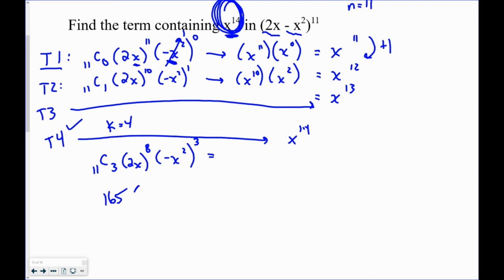2 to the 8 is 256. And then times x to the 8, so x to the 8. The negative sign is going to stay, so I'm just going to throw a negative out here. I got a negative raised to an odd power. And then 2 times 3 is 6, so you get an x to the 6. So as predicted, we get our x to the power of 14. This number times this number is kind of a big number, negative 42,240 times x to the 14.